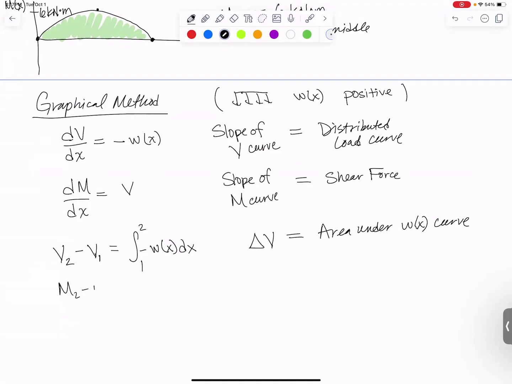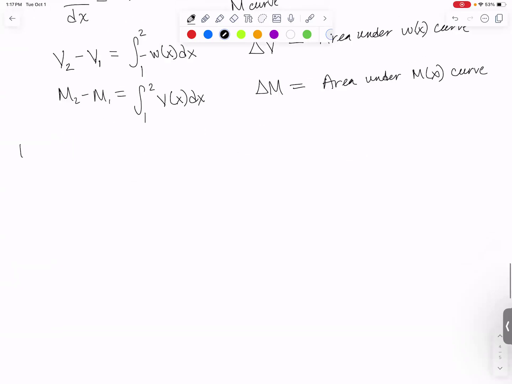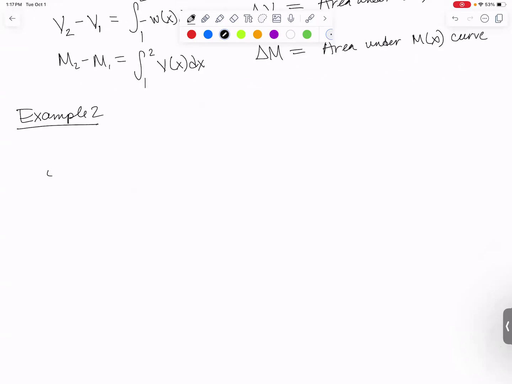M2 minus M1, I simply take the area under the V of X curve. So that means the change in M between any 2 points is equal to the area under that V of X curve. Another example. I have a shaft, and I'll treat it like it's simply supported.